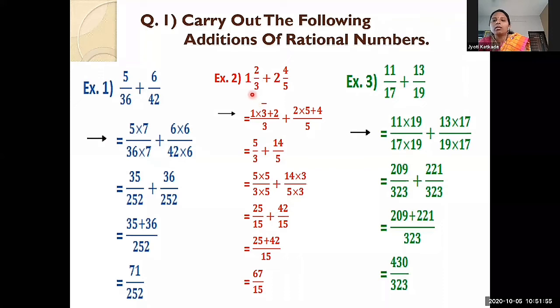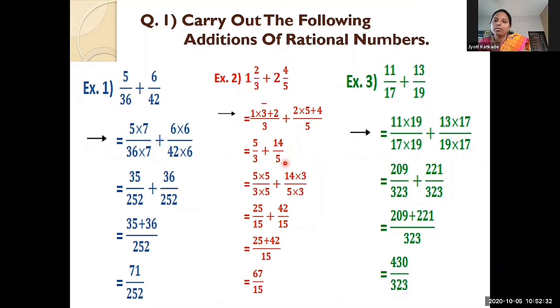Multiply the whole number by the denominator and add the numerator value to it. Then we get the improper fraction. Now (1 into 3 plus 2) divided by 3, and in the same way the second is (2 into 5 plus 4) divided by 5. Then 3 ones are 3 plus 2, we get 5 divided by 3, plus 5 twos are 10 plus 4, we get 14 divided by 5.